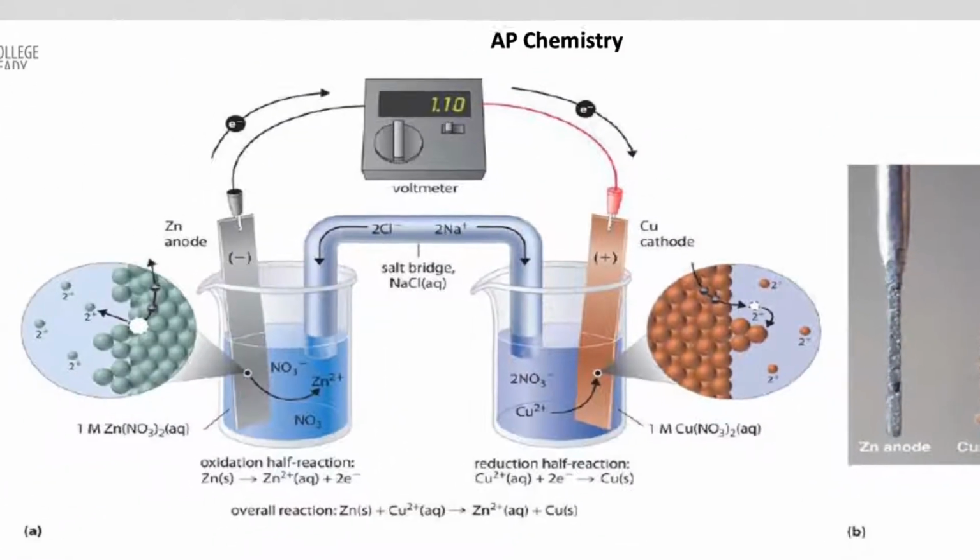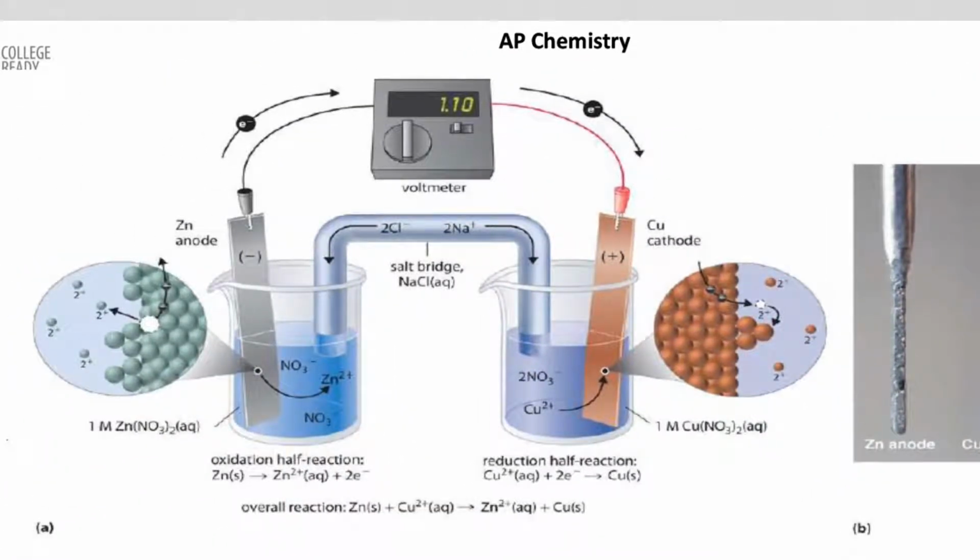Okay, back to our picture. We see this salt bridge is made of sodium chloride, and I'll try to give you a little bit more detail about this salt bridge. As I said, the anions, negative ions from the salt bridge will travel to the anode. Again, it's to maintain electrical neutrality, but why does it need to do that?